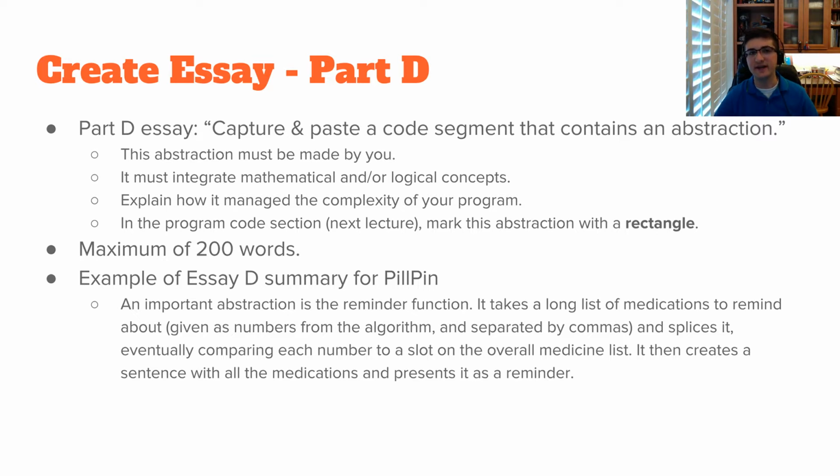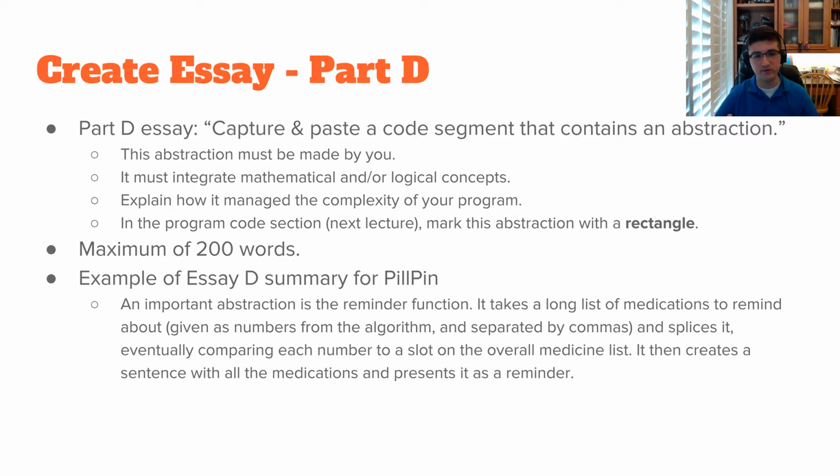There's no point in adding an abstraction if the code that you're using in that abstraction is only used once. I mean, you could do that, but generally you want to use an abstraction to lessen the amount of code that you have and make sure that it's more effective. Now in the program code section, again, you're going to have to capture and paste the code segment. We'll talk about this next video, but you're going to mark the abstraction with a rectangle. You can have a maximum of 200 words.